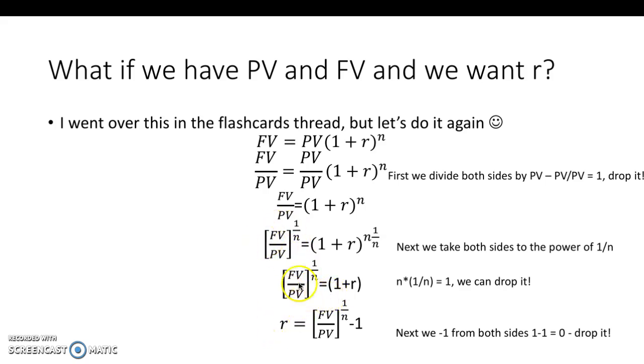So we've been left with this term here equal to 1 plus r, but we just want r on its own. So if we take 1 from both sides, 1 plus r minus 1 is just equal to r, and the future value over present value to the 1 on n is just equal to that, minus 1, and then we get r. And that's how we ended up with that.